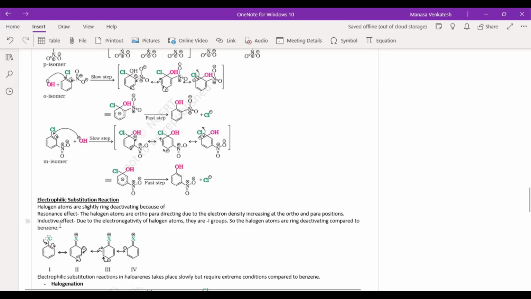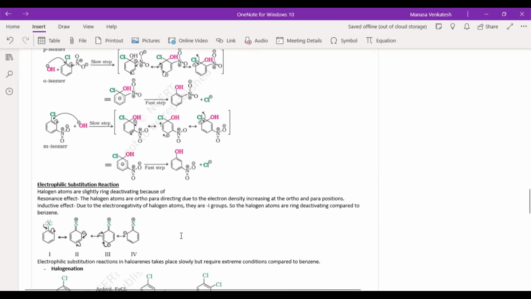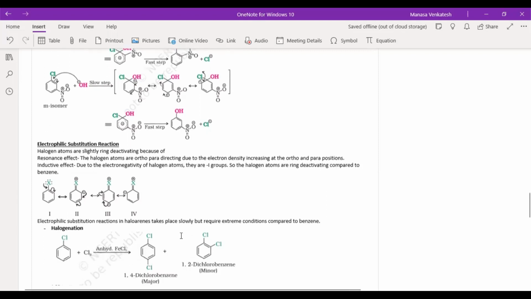But halogens themselves are actually highly electronegative. So they are minus I groups. So they are ring deactivating compared to that of a benzene ring. So that's one thing you need to remember. Halogen atoms are slightly deactivating due to the minus I effect of the halogen because of the electronegativity. So electrophilic substitutions in haloarenes are also going to require extreme conditions.